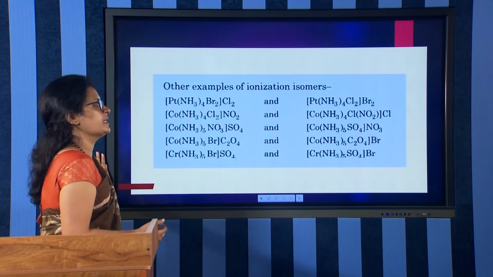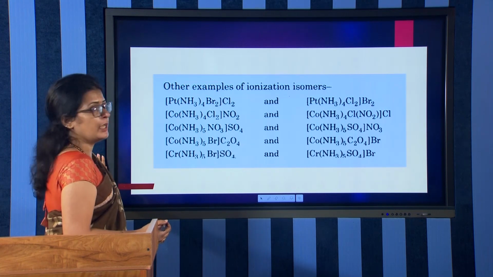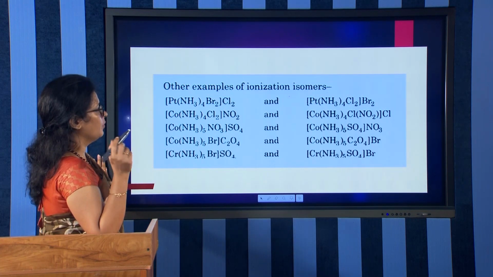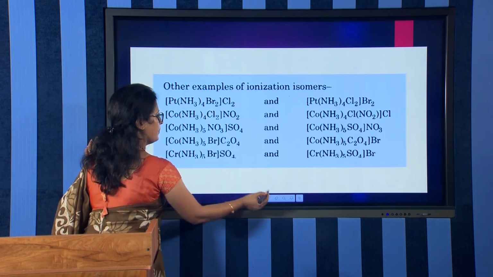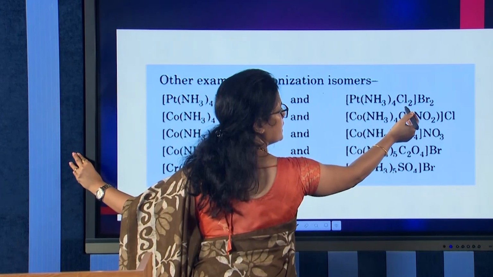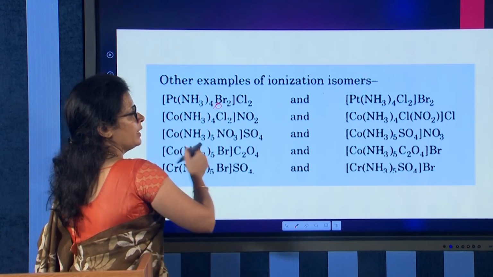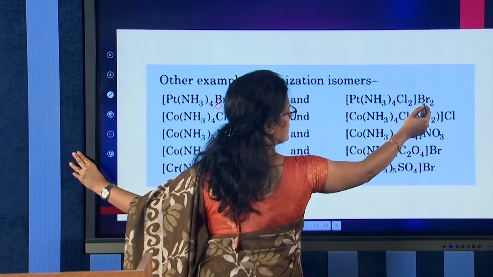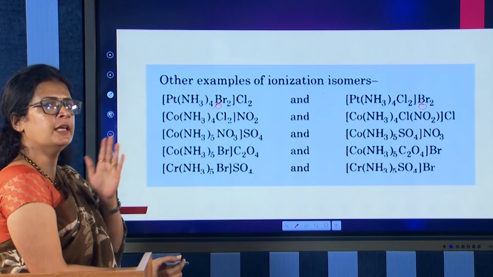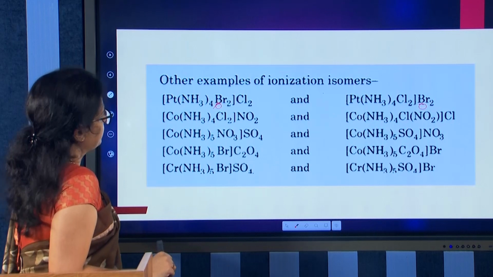Other examples of ionization isomers are given here. [Pt(NH3)4]Br2Cl2 and [Pt(NH3)4]Cl2Br2. What is the difference? Here in this case, the chloride ion is outside, in this case the chloride ion is inside. In the first example, the bromide ion is inside the coordination sphere, in the second case it is outside the coordination sphere. Different ions, and the spatial orientation of ligands is different in these cases. Both of these are ionization isomers.